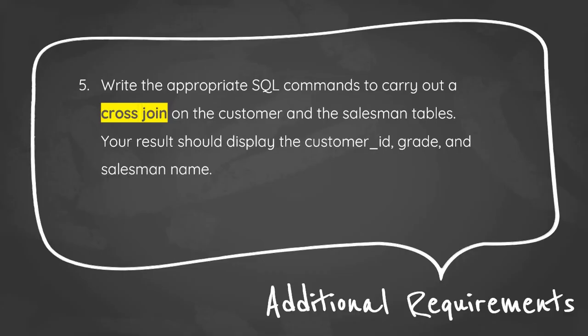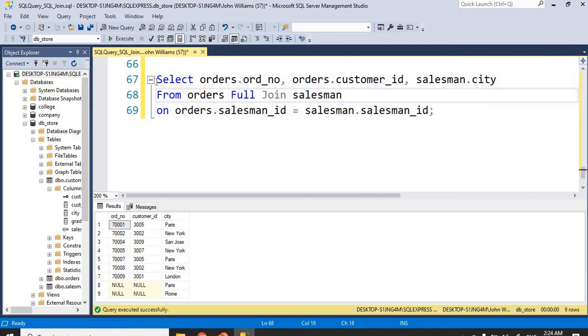With the additional requirements now, as we come closer to the end of this demonstration, we are going to do a cross join. So we are to write the appropriate SQL commands to carry out a cross join on the customer and the salesman tables. Your result should display the customer ID, grade, and salesman name. So we're going to do a quick cross join. Let me just comment this out.